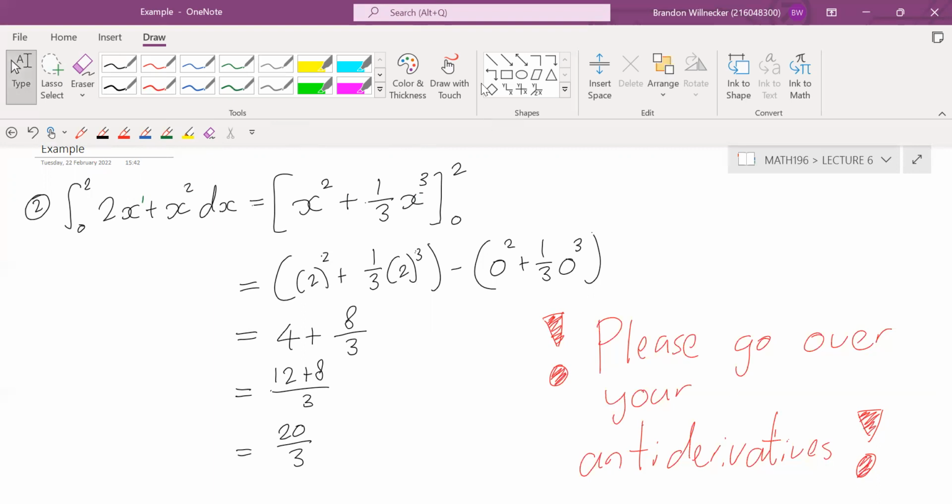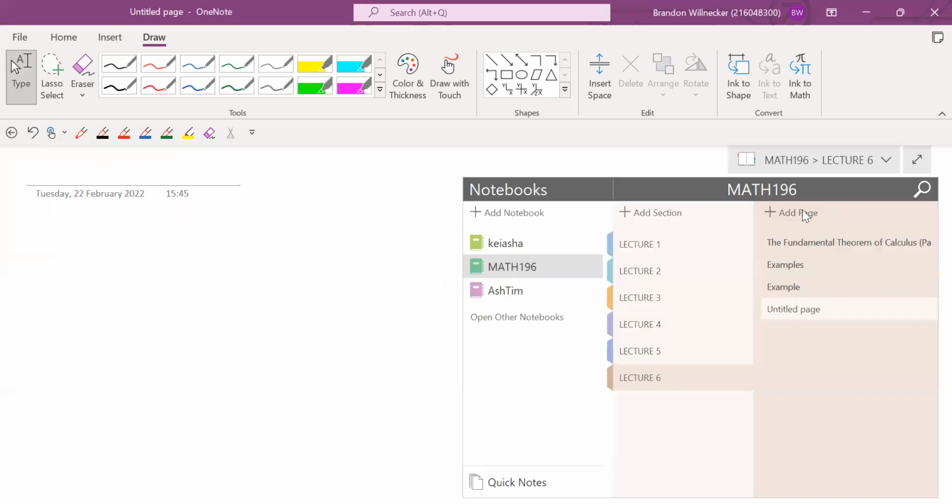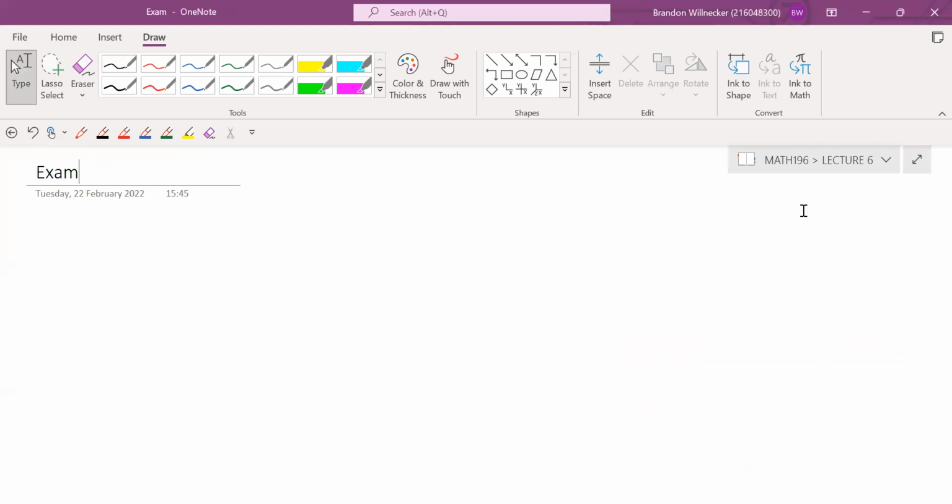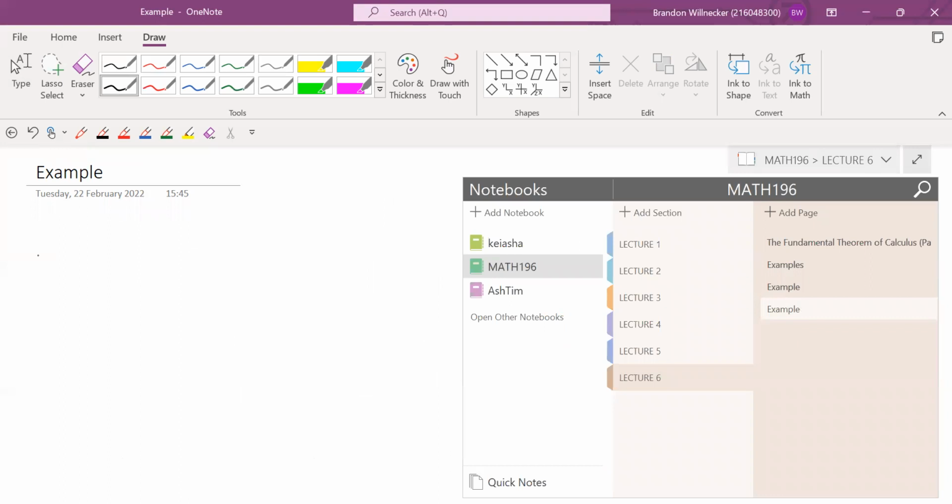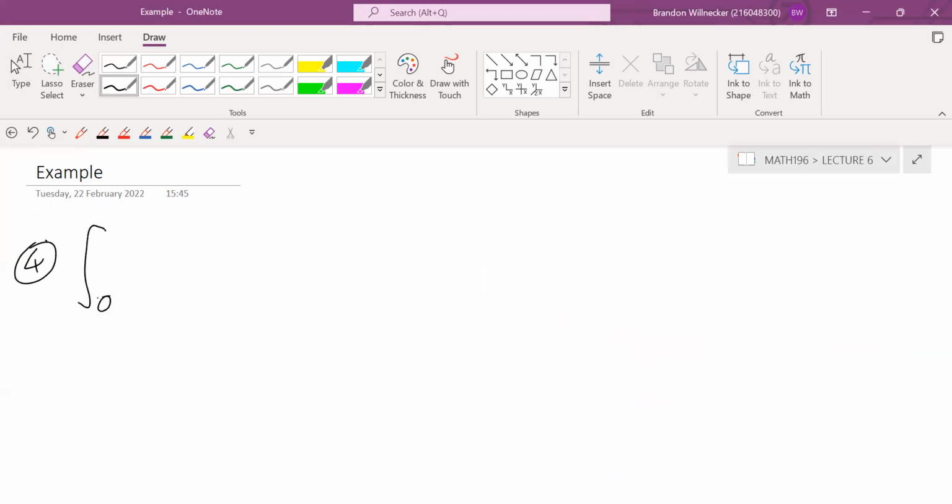Okay, let's take a look at one more example. This is example 4. We have the integral from 0 to pi/2 of cos x dx. Now, doing this using the limit of a Riemann sum is going to be quite difficult. So what we do instead is use FTC part 2. We need the antiderivative of cos, and that is going to be sine.